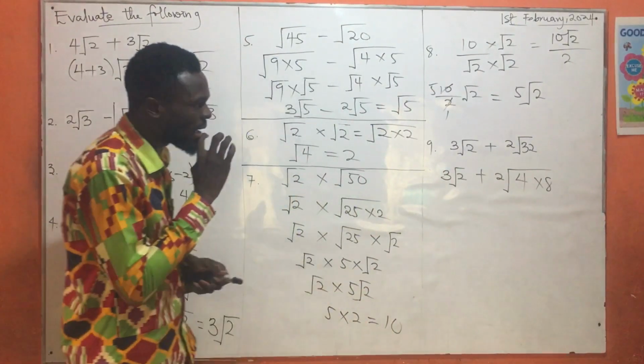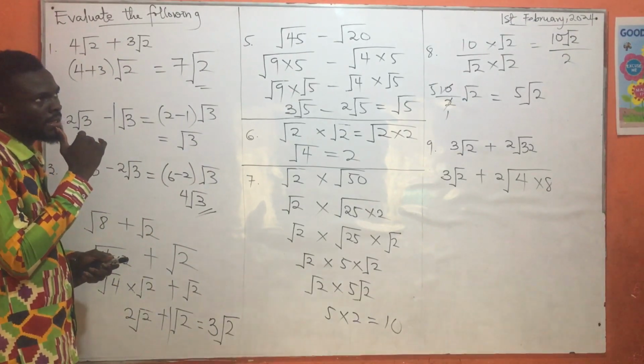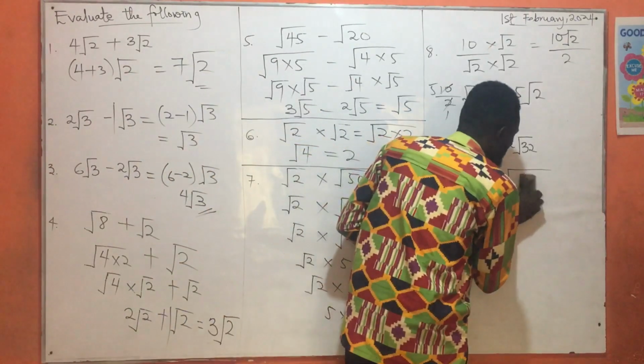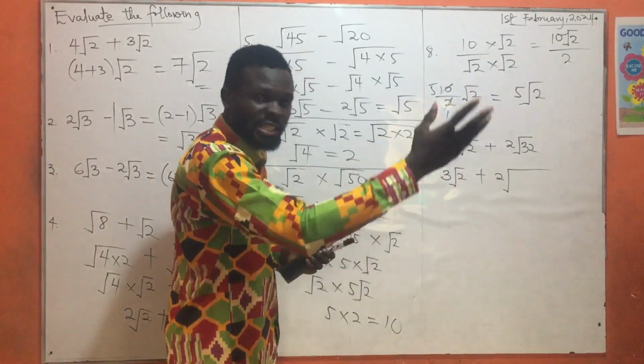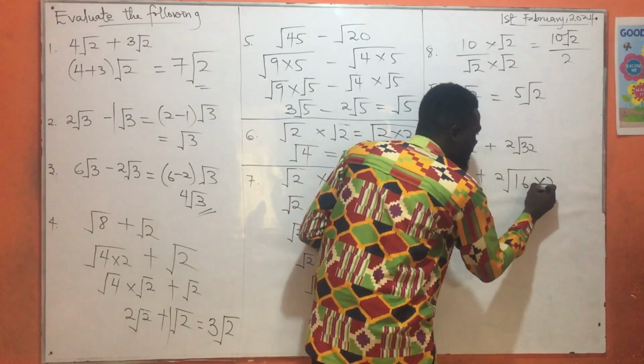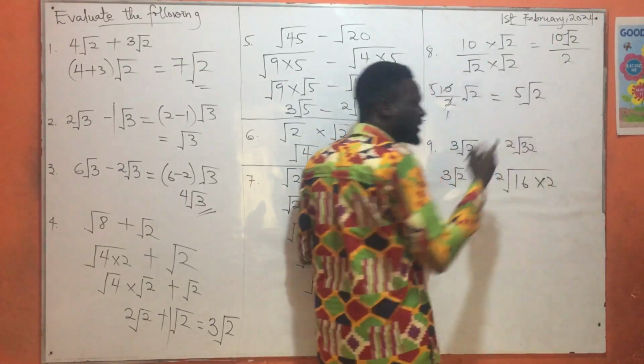So 9, 16. Okay, so we can use 16 times 2. Good. We just have to use a straight number. So 16 times 2. Good. Now 16 is a square number. So when you multiply 16 times 2, you are getting 32.